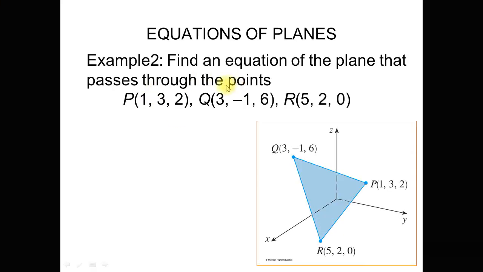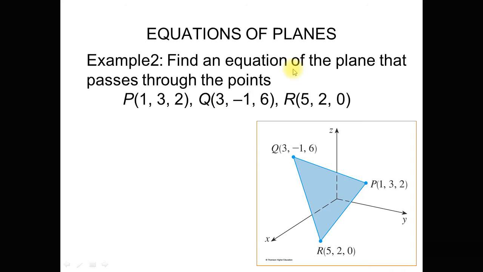So now another example. Suppose we have 3 points. To find an equation of the plane that passes through the points P, whose components are 1, 3 and 2, Q, another point whose coordinates are 3, -1 and 6, and R, the third point whose coordinates are 5, 2 and 0. You see over here, this is the plane and there are 3 points on the plane, P, Q and R. So we need to find the equation of the plane.